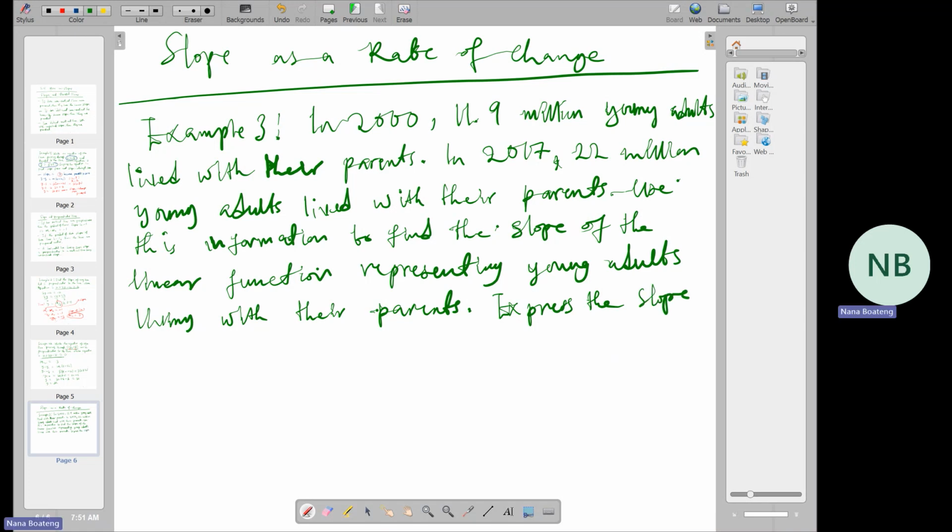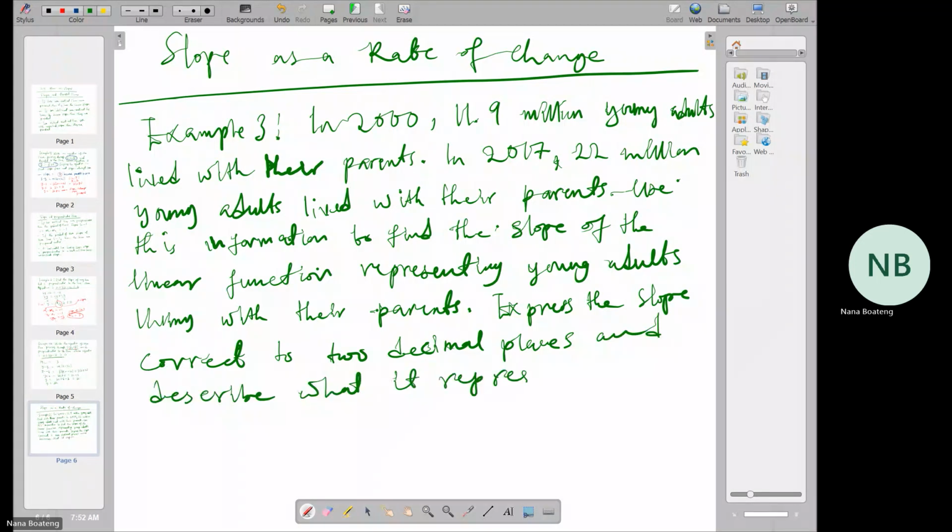Express the slope to the small places and describe. Okay.